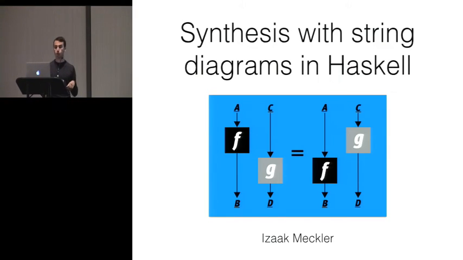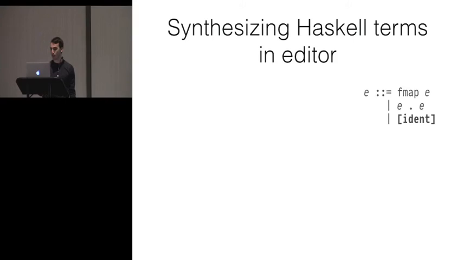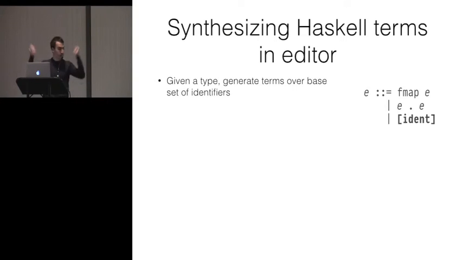Synthesis component. But if there's anything I want you to get out of this talk, it's basically that thinking geometrically about things sometimes can be useful. Okay, so what's the basic setup? Well, we're synthesizing terms in Haskell in an editor context. So you're editing, and you say, give me a type, and I want a whole bunch of terms of that type, generated over the things which are in scope according to this very simple grammar here.